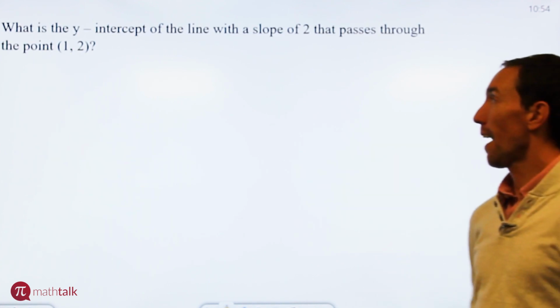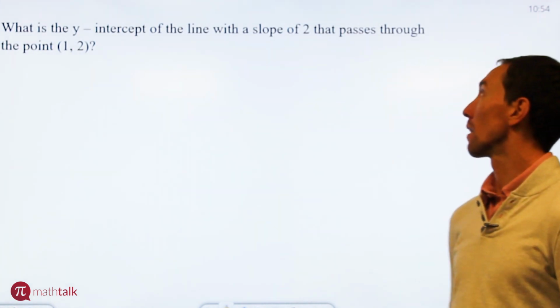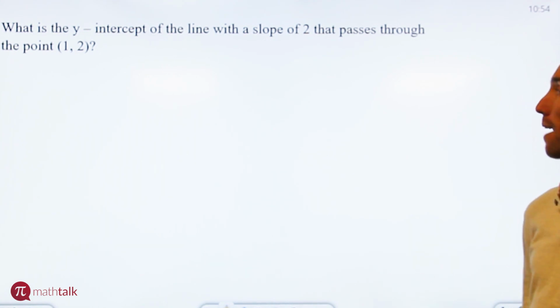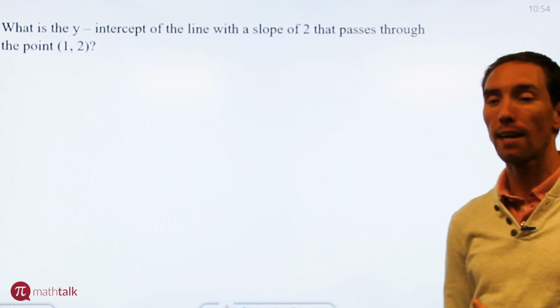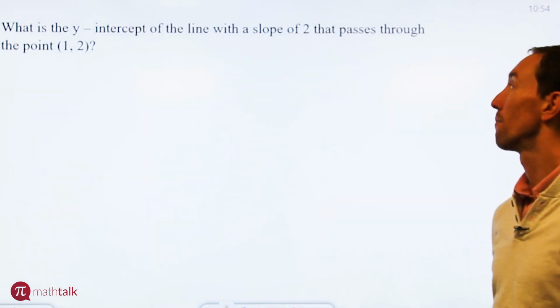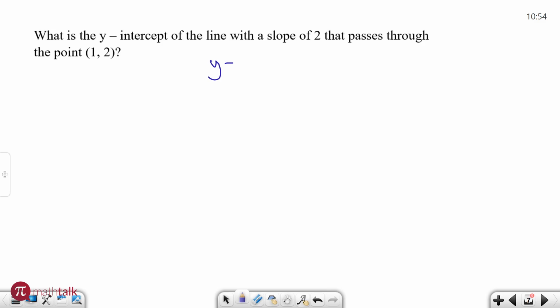So we have a question asked about the y-intercept of a line with a slope of 2 that passes through the point (1, 2). A lot of times when I see equations of lines, I automatically think of slope-intercept form, which is y equals mx plus b. There's also point-slope form, which is on your formula sheet, but I honestly prefer slope-intercept.